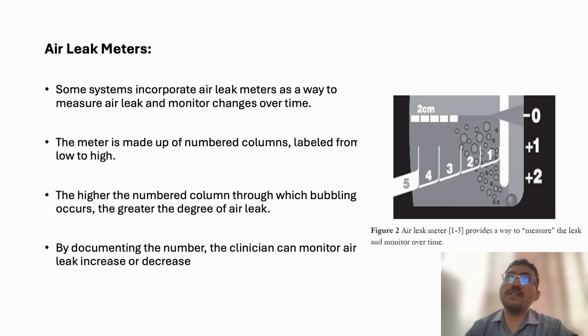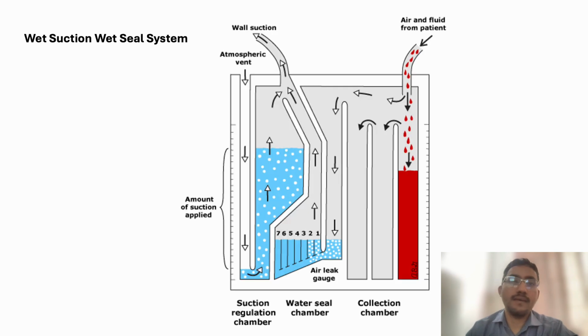So if the air leak is small, then the water bubble may come only up to level 1 or level 2. If there is a higher amount of air leak, then the bubbles will come farther up to the higher numbered levels, up to 4 or 5, and this is a subjective or slightly objective way to measure the volume of air leak and to see changes throughout the patient's hospital stay. So this is also a way to document the air leak, and a method to measure an increase or decrease of the air leak.